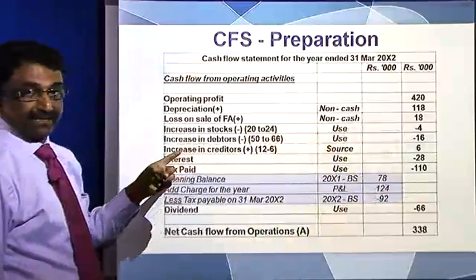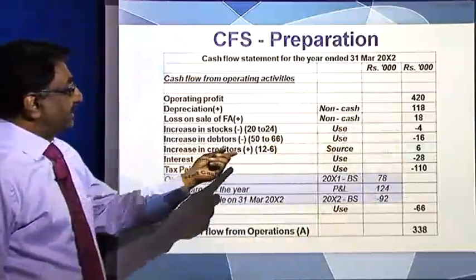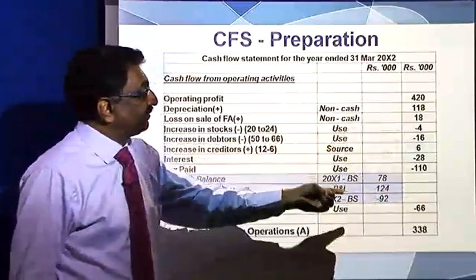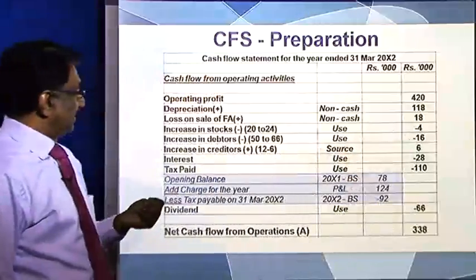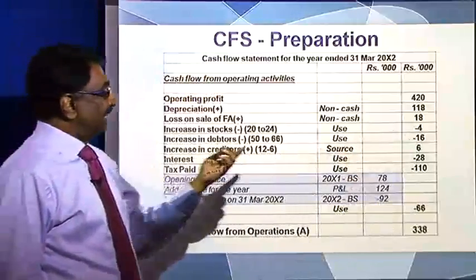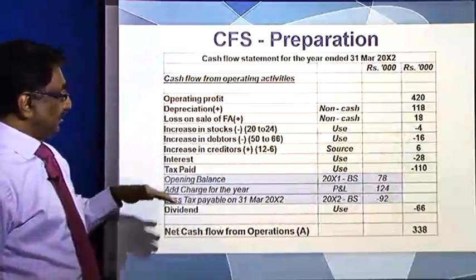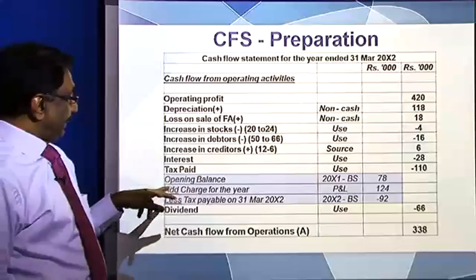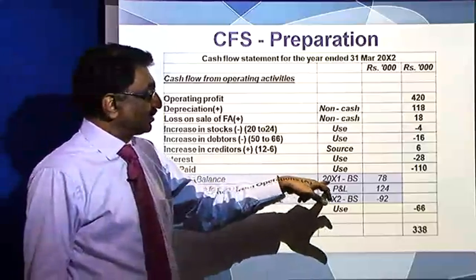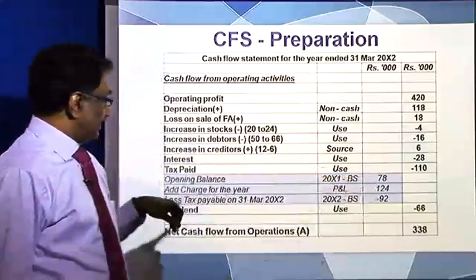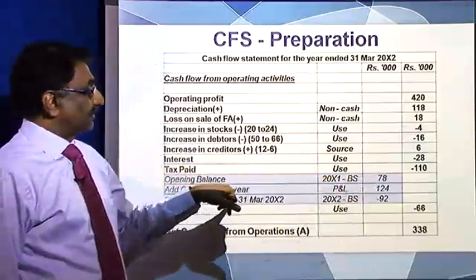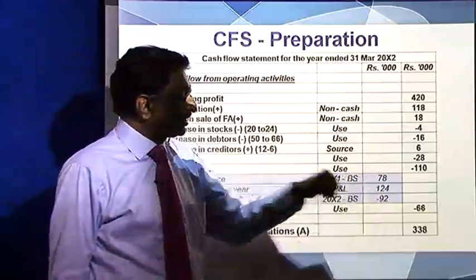Increase in creditors, an increase in liability, is a source of fund, and therefore we add that increase. The interest that we are paying is a use of fund, therefore we reduce that. Now tax paid: I explained to you in the beginning that the opening balance in the balance sheet was 78. We added the charge for the year, the tax to be paid for the year, which was assessed to be 124.